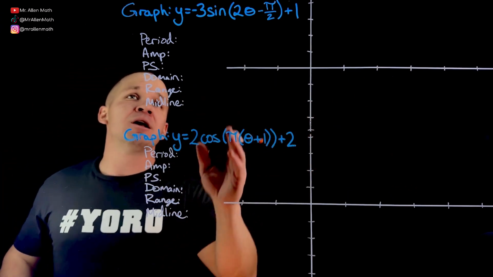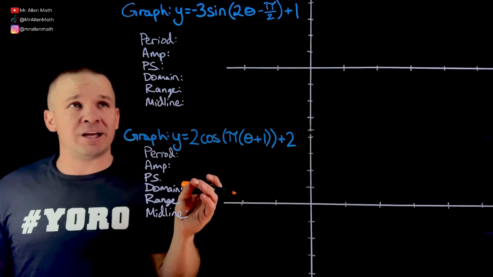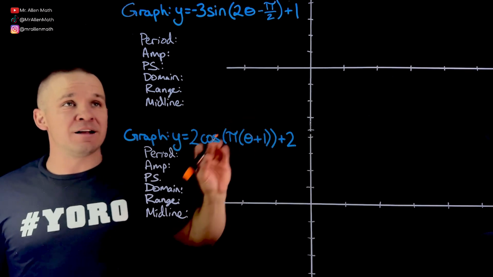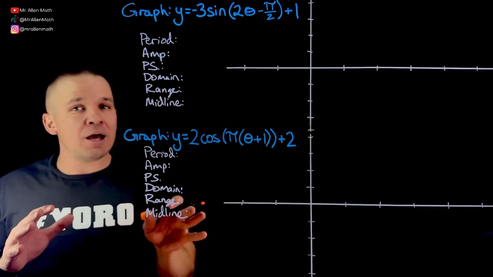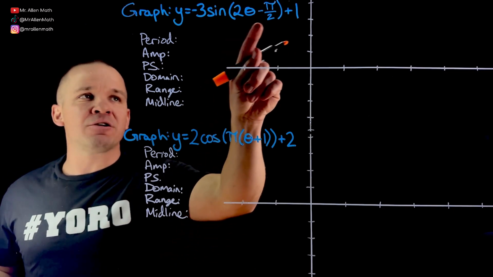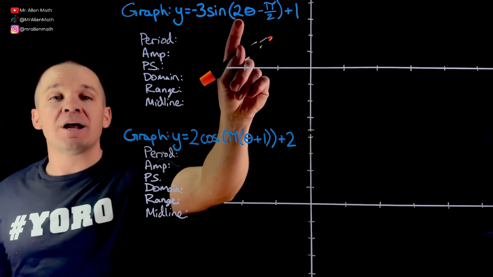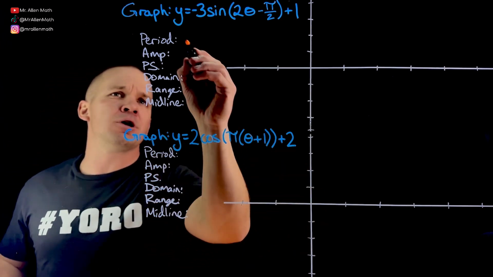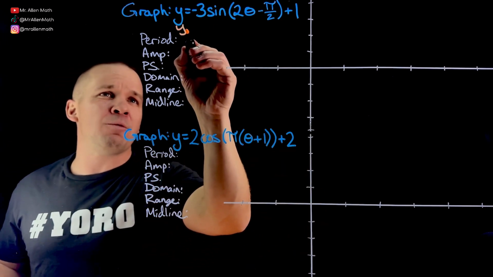Let's get it popping. All right, so we got y equals -3 sine of 2 theta minus pi over 2, and then on the outside plus 1. Well, I can't really fully analyze this thing and get everything done until I factor the inside here. We always take out that coefficient of theta if there is one, and it's not in that factored form. So everything else, no big deal, but we got to take care of that.